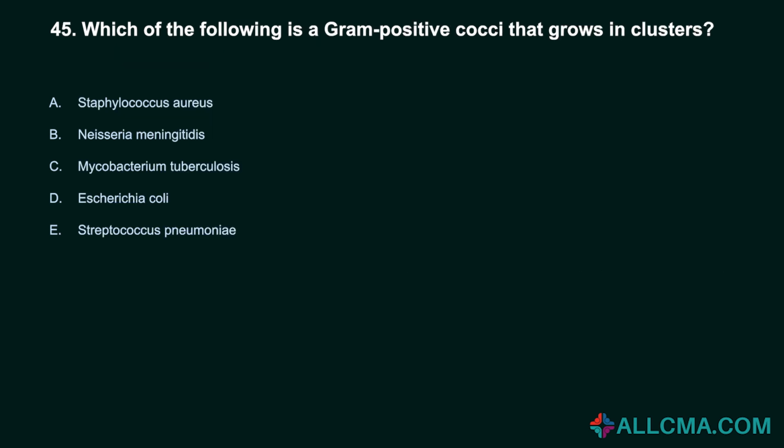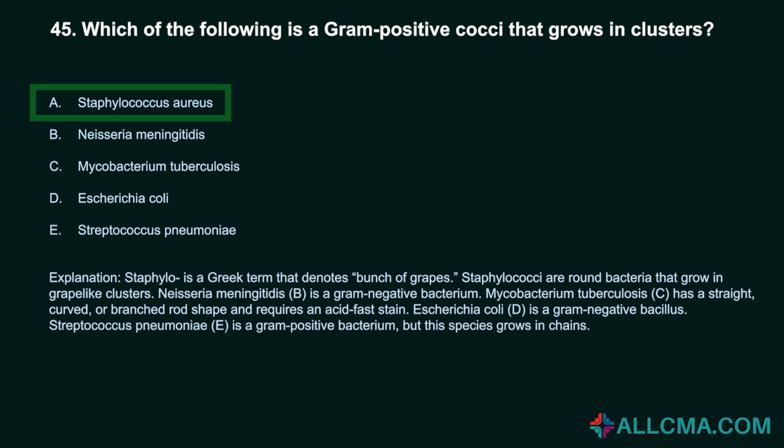45. Which of the following is a gram-positive cocci that grows in clusters? A. Staphylococcus aureus. B. Neisseria meningitidis. C. Mycobacterium tuberculosis. D. Escherichia coli. E. Streptococcus pneumoniae. Correct answer: Staphylococcus aureus. Staphylo is a Greek term that denotes bunch of grapes.